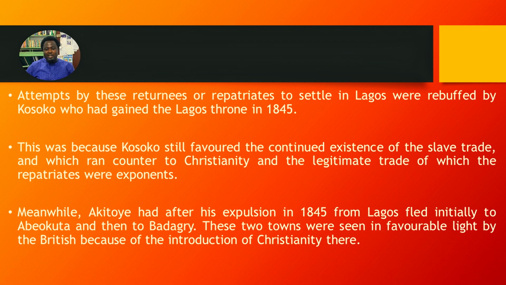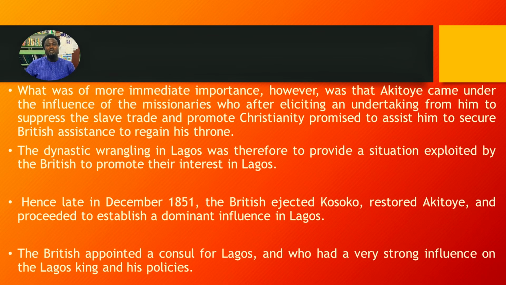Meanwhile, Akintoye, after his expulsion in 1845 from Lagos, fled initially to Abeokuta and then to Badagry. These two towns were seen in a favorable light by the British because of the introduction of Christianity in those areas. What was of more immediate importance, however, was that Akintoye came under the influence of the missionaries, who, after eliciting an undertaking from him to suppress the slave trade and promote Christianity, promised to assist him to secure back the throne in Lagos.